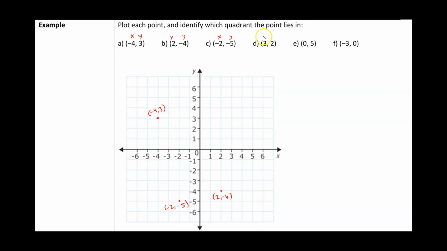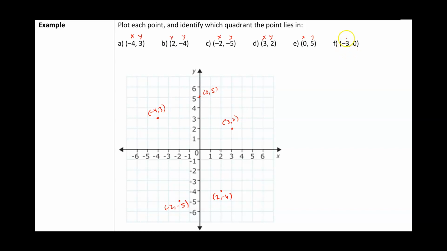3, 2, the x coordinate is 3 and the y coordinate is 2. So we're going to go right 3 and we're going to go up 2. 0, 5. So for 0, 5, the x coordinate is 0, which means we don't go left or right. We stay in the middle. And the y coordinate is 5, so we're going to go up 5.